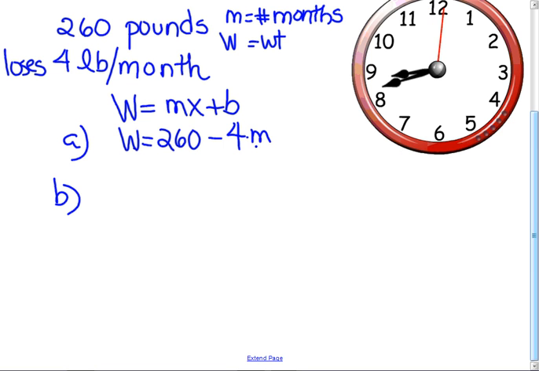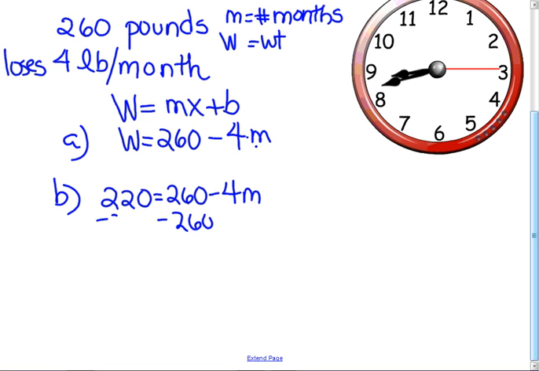I'm trying to show you that this is how we use algebra. 220 is the weight, isn't it? 220 equals 260 minus 4M. Yep, you're right. 10 months will work because we'll subtract 260. You at least should have what I have written down. And I'll put the slide up there so you can copy it.